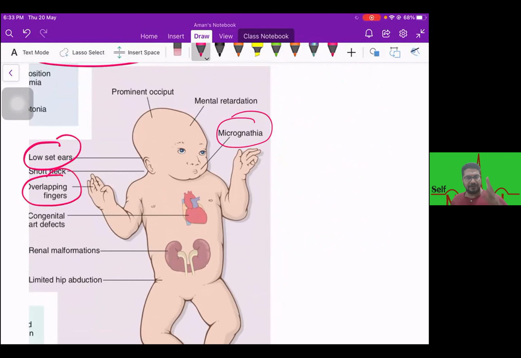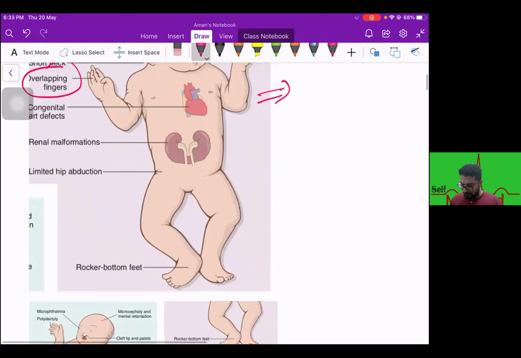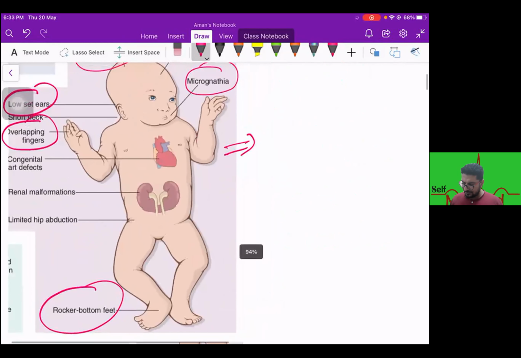You can see overlapping fingers means the fingers will overlap with each other, right? There is a prominent occiput. So these are classical features you will see. Understand this. And the last thing is you will see here rocker bottom foot. So these are features suggestive of Edwards syndrome. E for Edward, E for 18. So it is a trisomy 18.